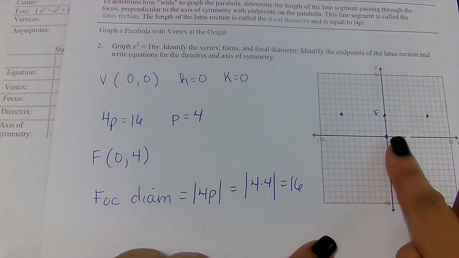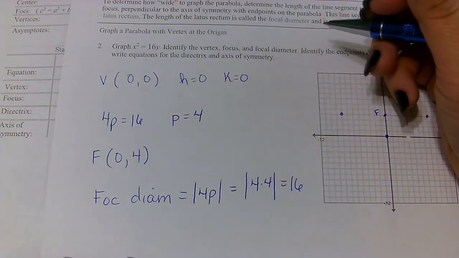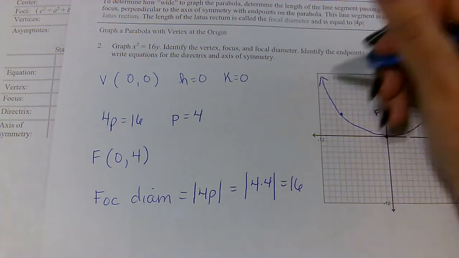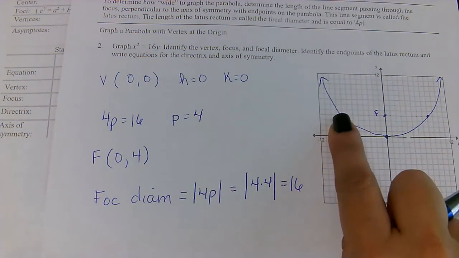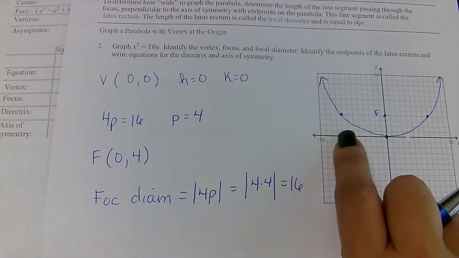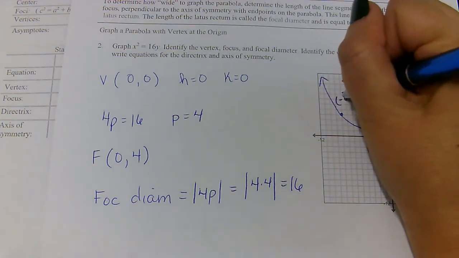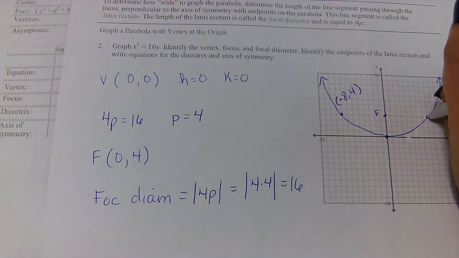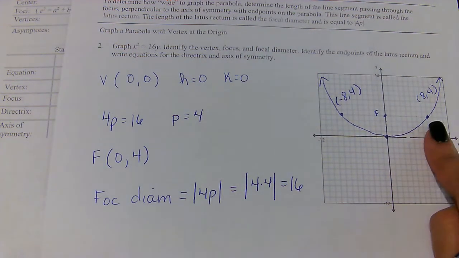So now you can see the basic shape of our parabola. I'm going to go ahead and draw it. So here are the endpoints of our focal diameter. Location is here and location here. So I can see that this is -8 and then up 4. The other one is going to be located here, which is +8 and then up 4.